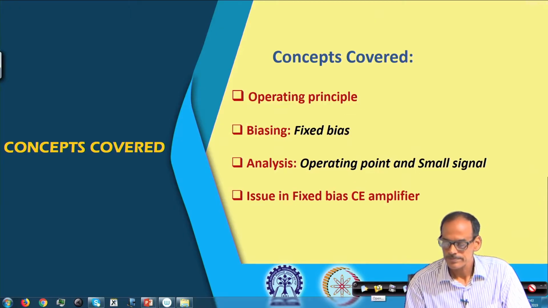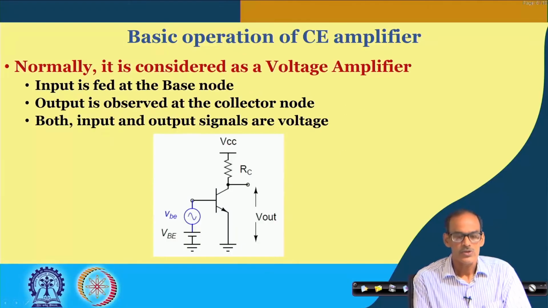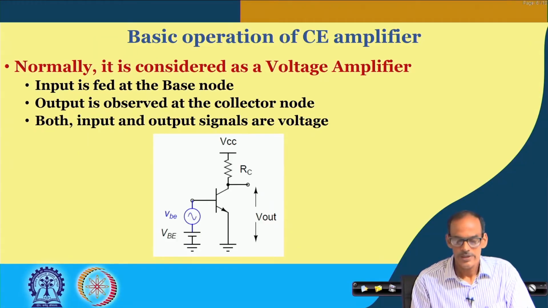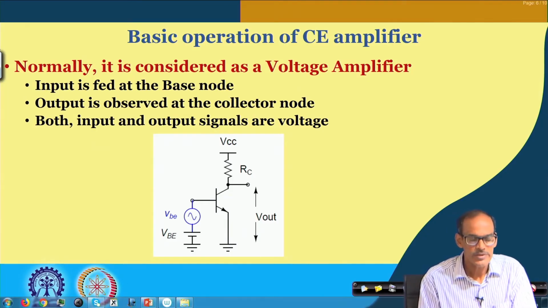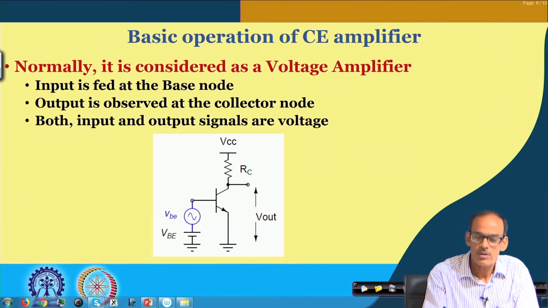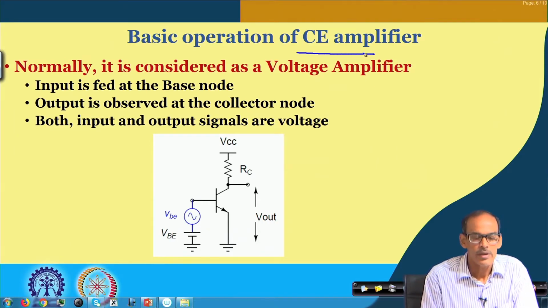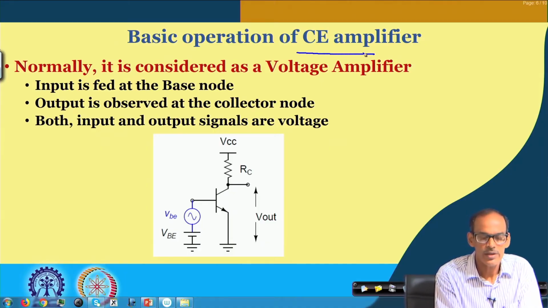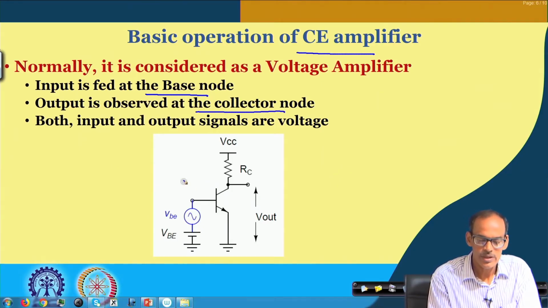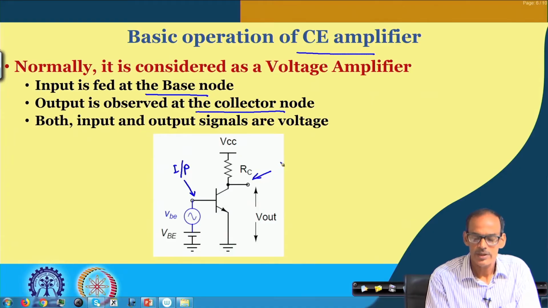Okay. So, the CE amplifier: we will just touch the basic operation, but before that I must say that whenever we call it a common emitter amplifier, the input is fed at the base of the BJT, and the output is observed at the collector node. So you can see that we are feeding the input here, and observing the output at the collector node.